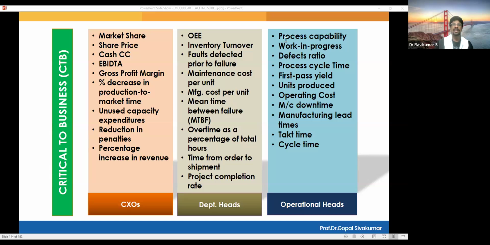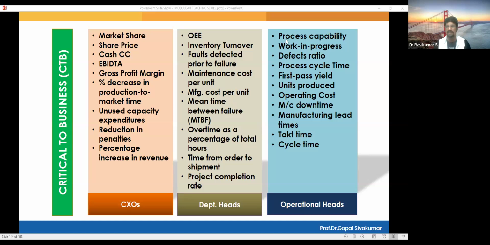They also want the faults to be detected prior to failure. That is condition monitoring. So all department heads want this kind of CTBs, critical to business data. Mean time between failures: if they find the mean time between failures, obviously they'll be happy to take a scheduled maintenance and prevent that failure. So a lot of CTBs can be identified through the financial head, production heads, and operational heads.